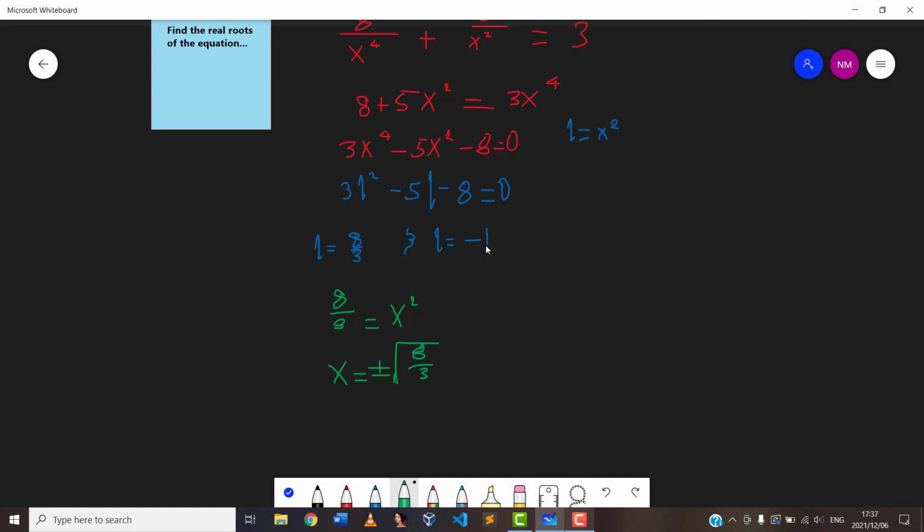Now for the minus 1 L value, let's also figure out the x answers for that. So minus 1 equals x squared. x would be equal to the square root of minus 1, which is undefined because you can't have a square root of a negative number. So we can just cross that out. So this is our final answer right here.